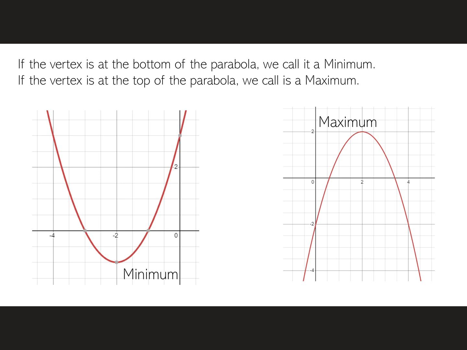Here are our next two vocabulary words. If the vertex is at the bottom of the parabola, we call it a minimum, because that's as low as it can go. If the vertex is at the top of the parabola, we call it a maximum, because that's the highest that parabola can go. For the first one, the minimum is at a -2, and that's just a -2 at the y-line, where it hits the y-line. And then the other one, the maximum is at a 2, and again, this is as tall as it gets on the y-line, right there.